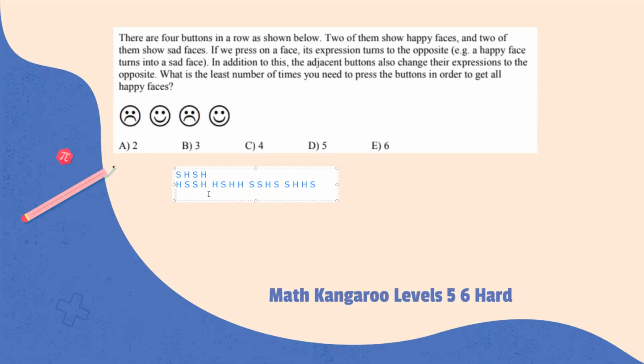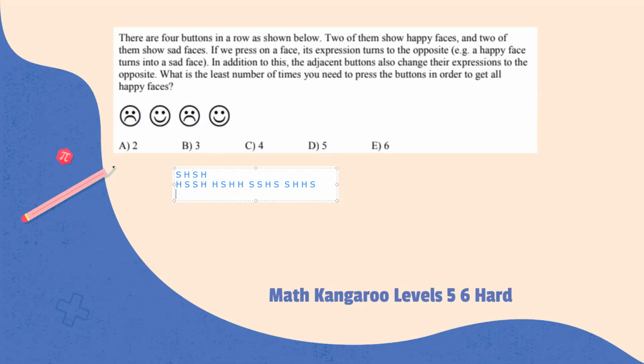So, and then if we think again, none of these can get to all happy in one button press, right? Because the only way I think you can get all happy is you need like happy, sad, sad, sad in order to get all happy. Or at least that's the simplest way.